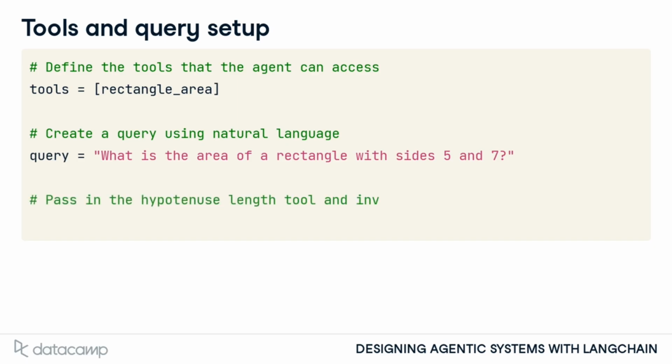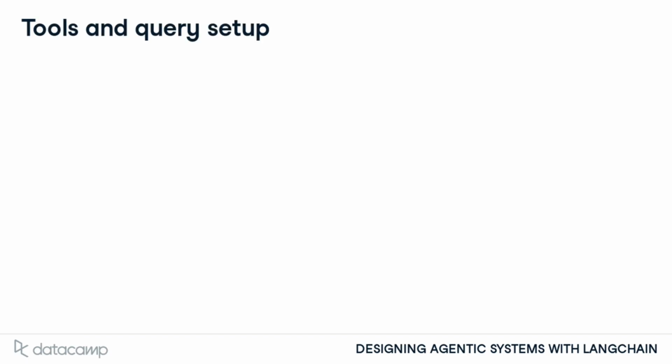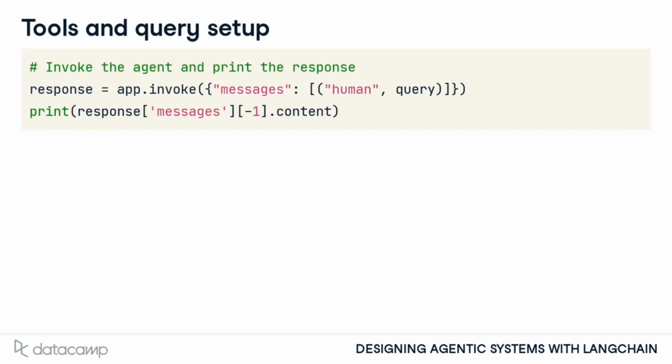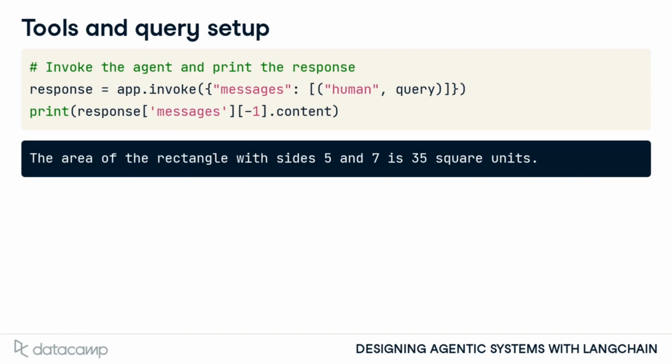We'll then create our React agent called app, passing in the model and the tool we just built. To test that the agent works, we'll invoke the agent we just created, passing in the query we defined, and then print the agent's response by identifying the last item in messages using the content attribute. Looks like it works.